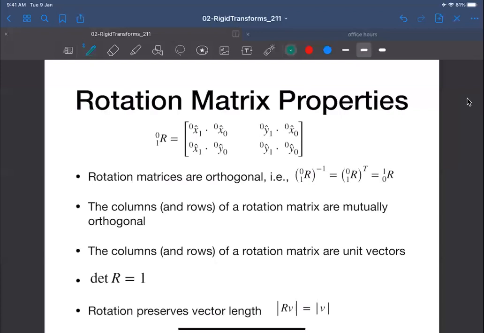So if you multiply or pre-multiply a vector by a rotation matrix, then the length of the rotated vector is equal to the length of the original vector. It doesn't change. Let me stop here and continue in the next video.